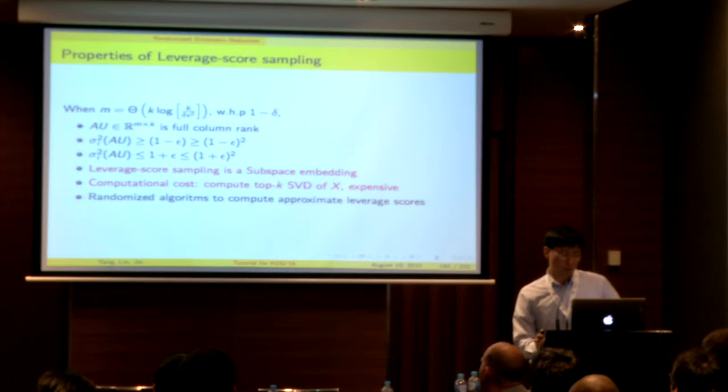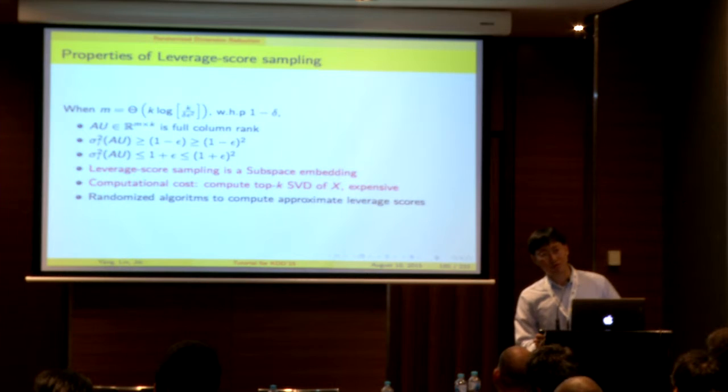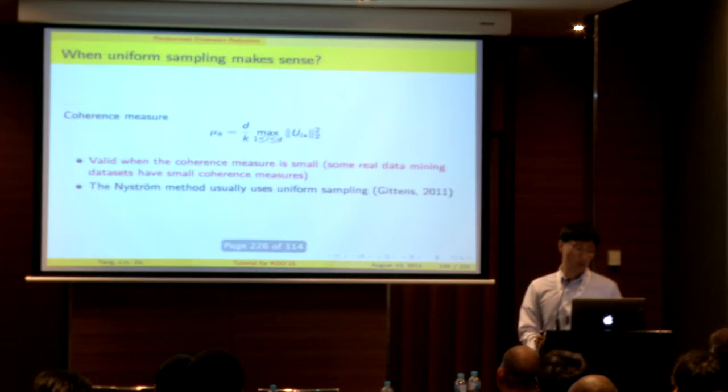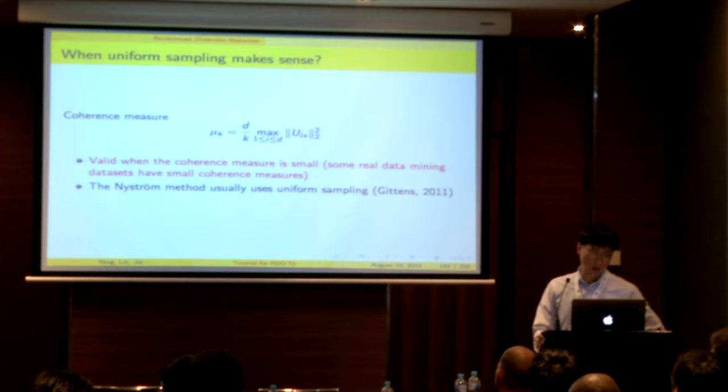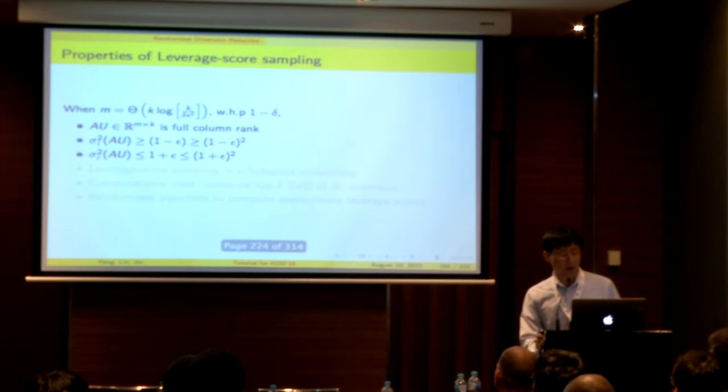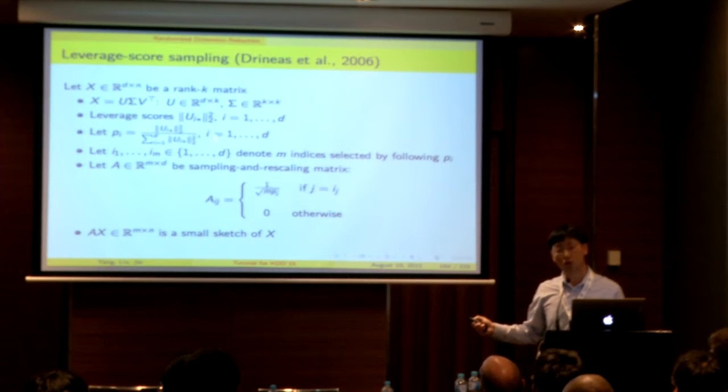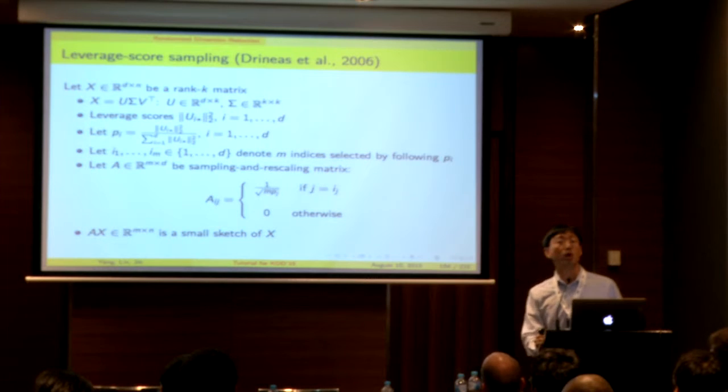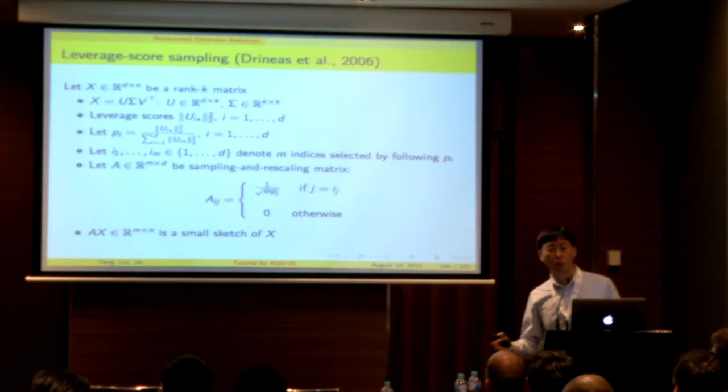But in practice, you may wonder, can we use random sampling? In what kind of scenarios can we use uniform sampling? Is uniform sampling valid in some cases? In the literature, people use the coherence measure to characterize this. In leverage score sampling, we sample the columns based on the leverage scores. If we have a large leverage score, you will have a high probability of being sampled. But if the leverage scores are uniform, if all the leverage scores are pretty much similar, of the same order, then you can guarantee to use uniform sampling, right?